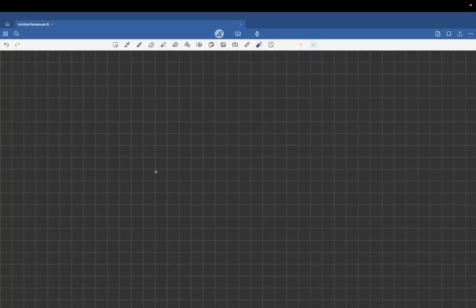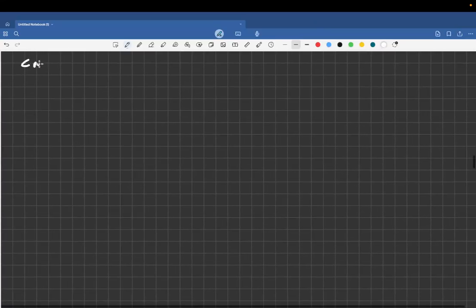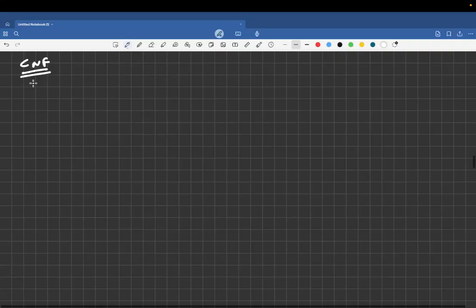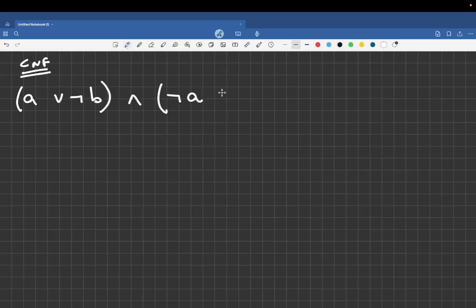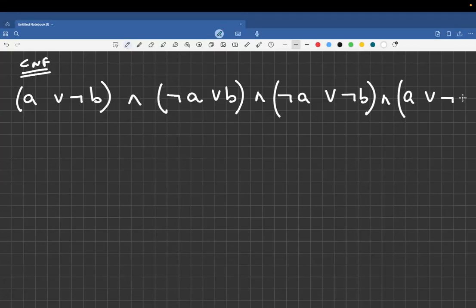To solve this, I will just take an example. I've just copied it from the internet. So you have a CNF form. Let me write the CNF form for this. You have this particular expression: A or not B, and not A or B, and not A or not B, and A or not C. So this is the CNF form.